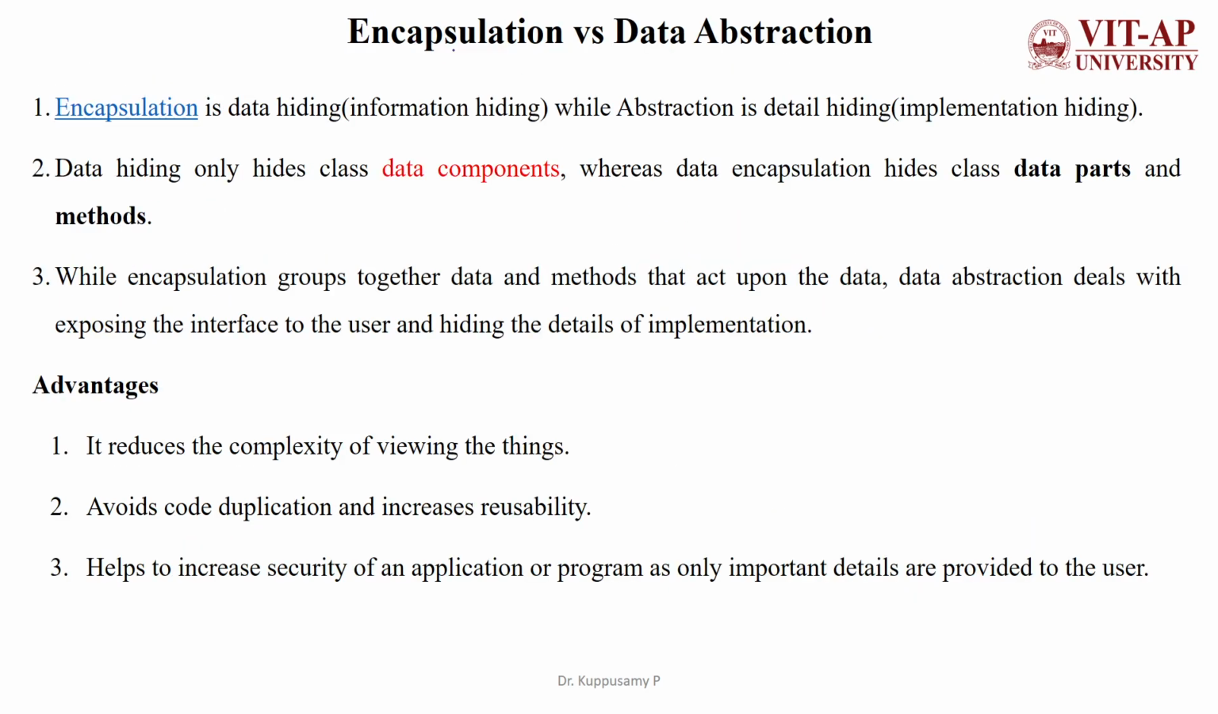What is the difference between encapsulation and data abstraction? Encapsulation is data hiding, while abstraction is detail hiding, that means implementation hiding. Data hiding only hides class data components, whereas encapsulation groups together the data and the methods that act upon the data. At the same time, data abstraction deals with exposing the interface to the user while hiding the details of implementation. So here the interface concept comes into the picture.